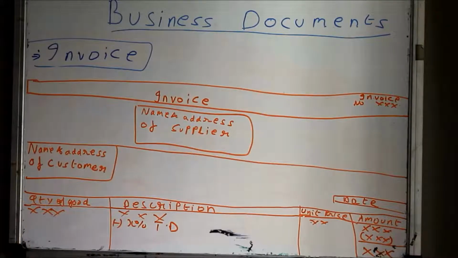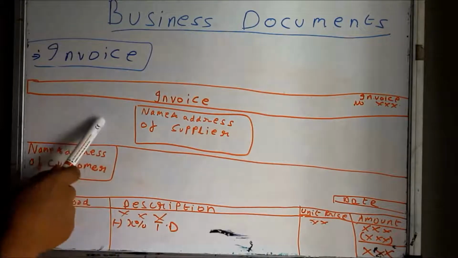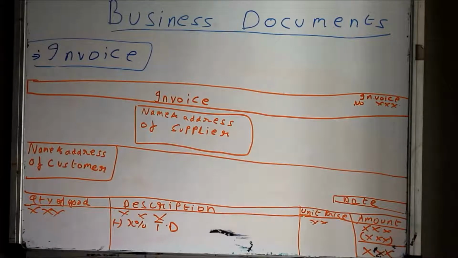So this was an invoice. I hope you can remember that. It's a pretty simple format. Okay, so the next thing I'm going to teach you is, before that, an invoice is kept in both the customer and the supplier's records. So that's the last thing I'm going to tell you about invoice.